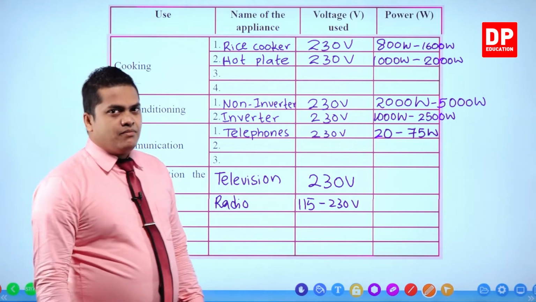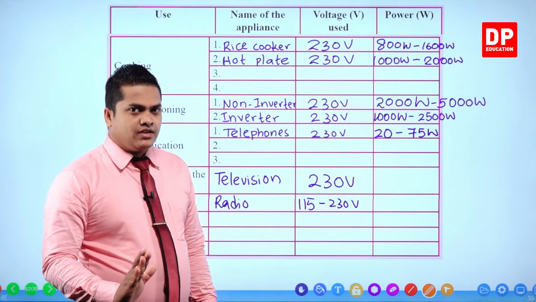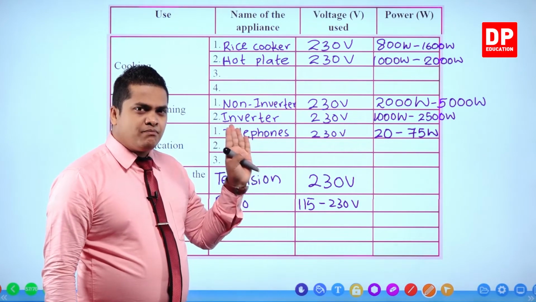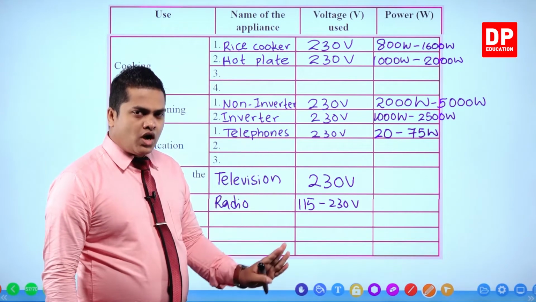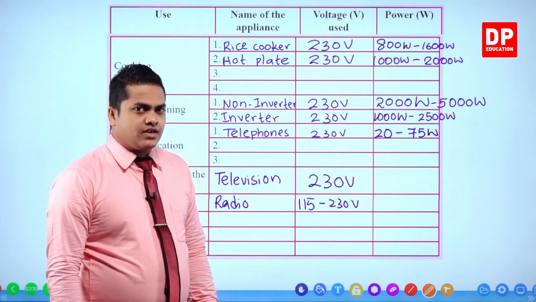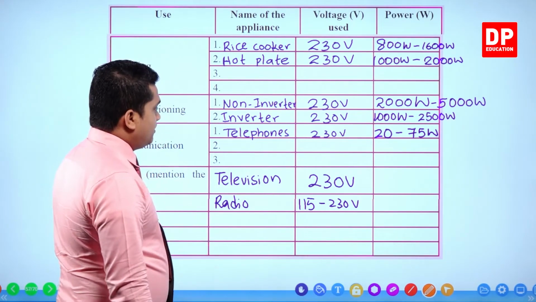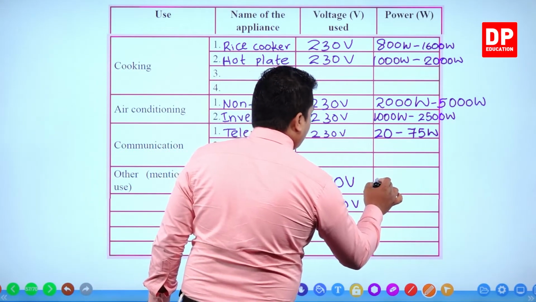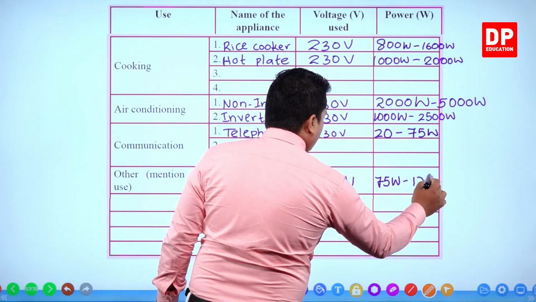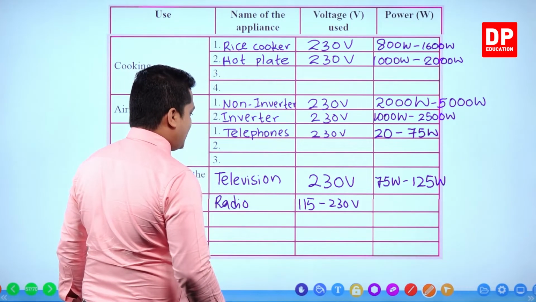Okay, but remember, our household electric circuit is going to provide 230 volts. So it's really important to turn that switch to 230 before plugging it into our normal household electrical circuits. Remember it. So television power is around 75 watts to 125 watts. Especially with televisions, there are several types.